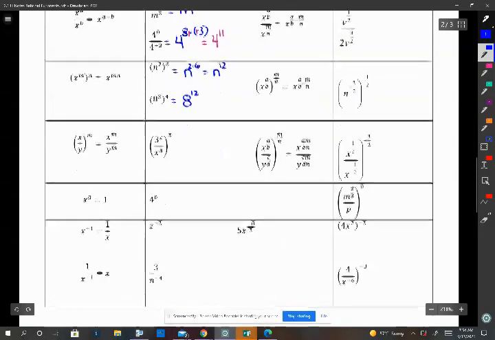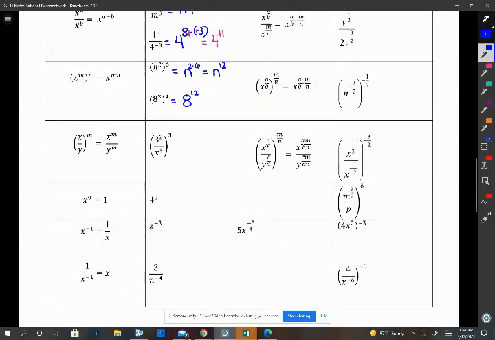If it's a division problem and we're giving the power, we just give the power to both pieces. So in this case, that 3 is going to be multiplied by the 2 in the top, or the numerator, and by the 5 in the denominator. So 2 times 3 is 6. And then it's going to be x, 5 times 3 is 15. You just multiply the exponent powers.